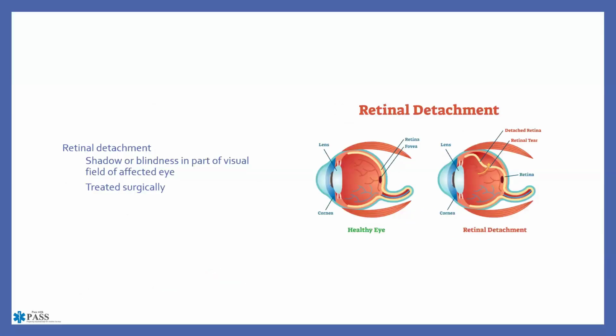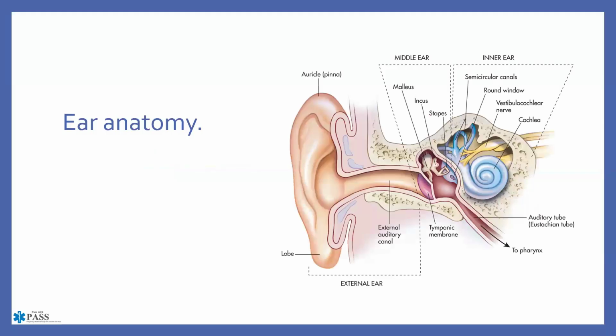So this is kind of what it looks like from another perspective here. Here's where the detached retina is on this far right, and this is what it should look like under a normal condition or in a healthy eye. So they'll end up getting a shadow or blindness on part of the vision in that affected eye, and this is going to end up being treated surgically. Once again, I personally know some people that have had a retinal detachment and have done well after they went back in and had the surgical procedure to reattach it.